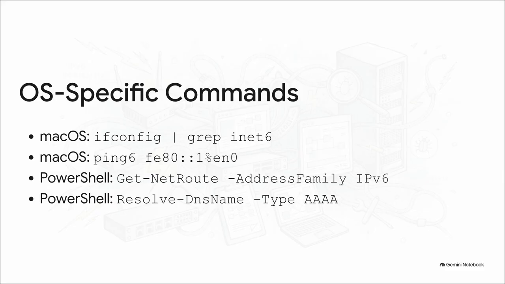If you're on macOS, you'll still be leaning on ifconfig, and you absolutely have to append that specific zone ID with the % sign, like %en0, otherwise your link-local pings just won't work. On the Windows side, PowerShell gives you some seriously powerful cmdlets like Get-NetRoute and Resolve-DnsName, which hand you structured, object-oriented visibility right into the IPv6 stack.